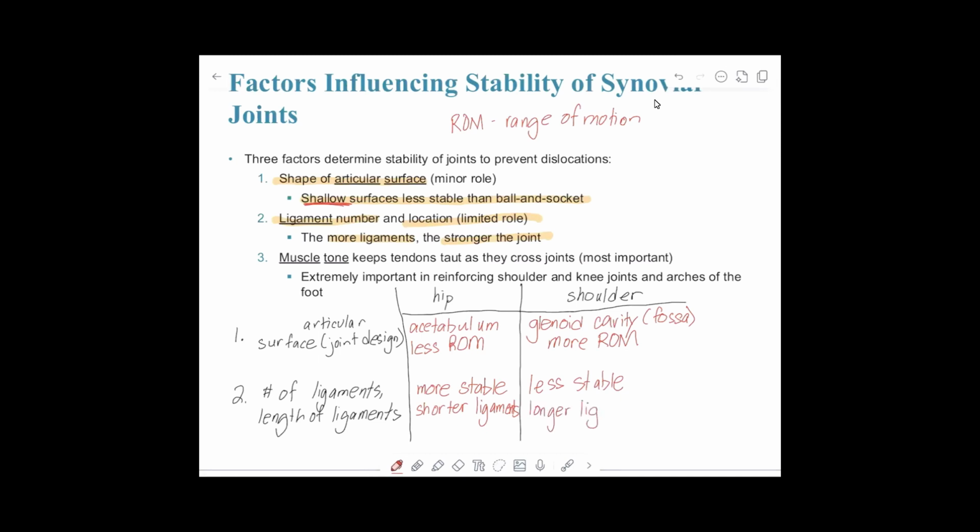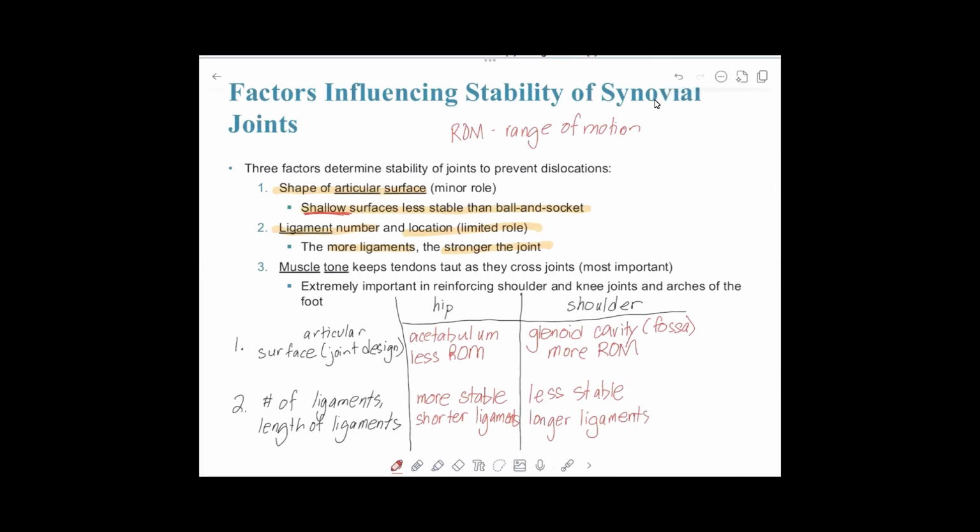The last characteristic for influencing the stability of synovial joints is going to be muscle tone. It keeps tendons taut as they cross joints, and is extremely important in reinforcing shoulder and knee joints and arches of the foot.